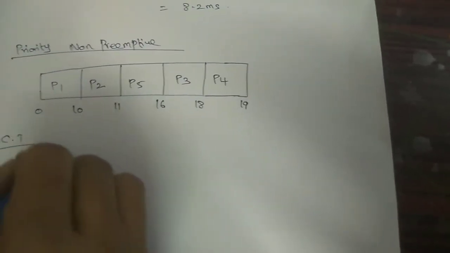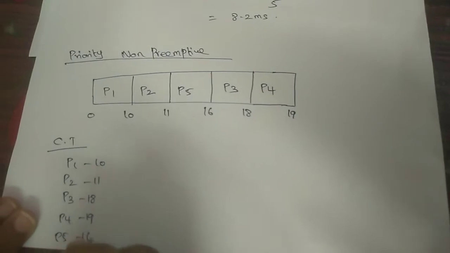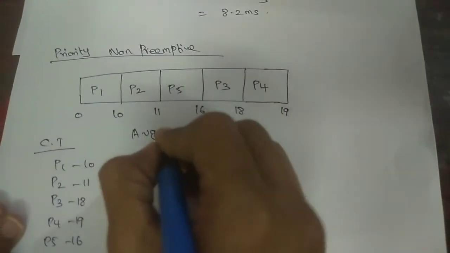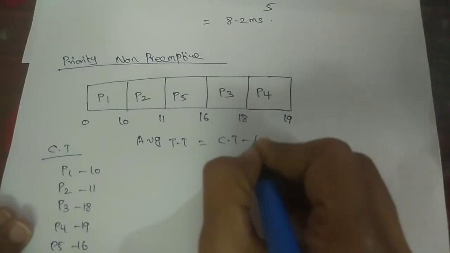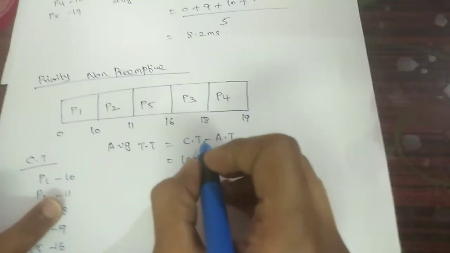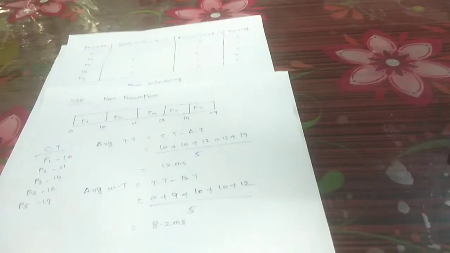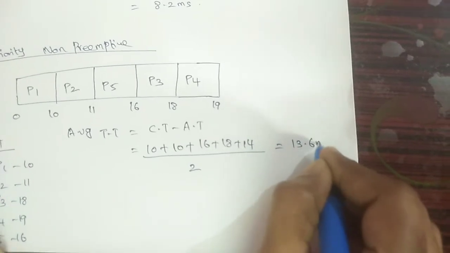Completion time for process P1 is 10, P2 11, P3 18, P4 19, and for P5 that is 16. Next we are going to calculate the average turnaround time. Formula is CT minus AT. We will have 10 plus, and CT minus AT, 11 minus AT, that is arrival time 1. So 10, and 18 minus 2, 16, and 19 minus 1, that is 18. 16 minus 2, 14. Divided by 5 we will get 13.6 milliseconds.